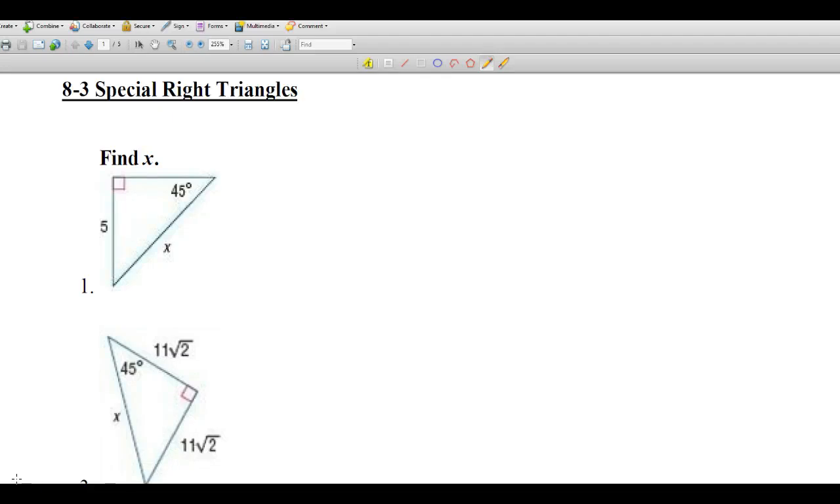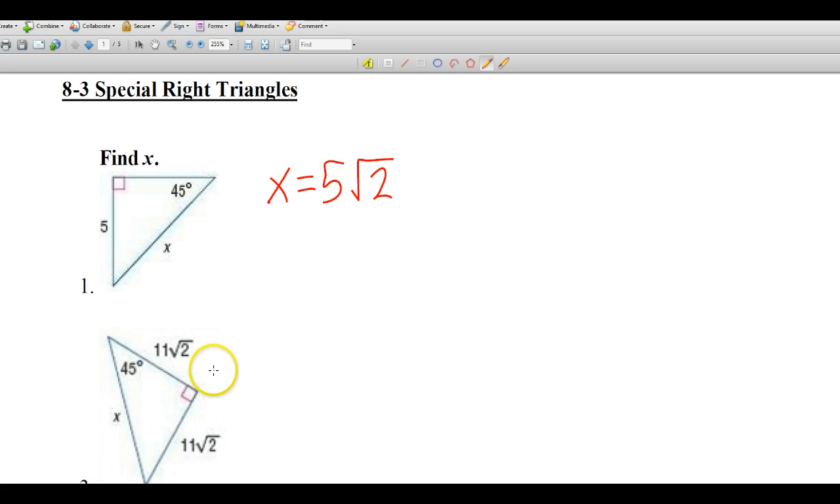This is lesson 8.3, special right triangles, beginning on page 562. Number 1, find x. X is the hypotenuse of a 45, 45, 90 triangle. So the hypotenuse is equal to the leg, which is 5, times the square root of 2.